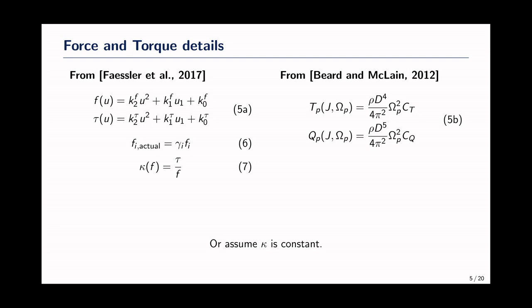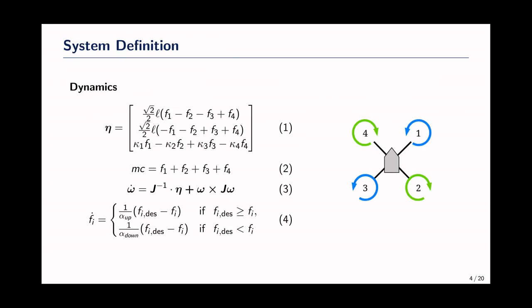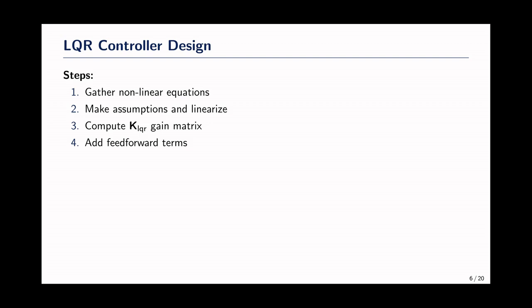So some details about the force and torque, I'm going to skim over this, but the important thing to know is equation number 7, where kappa is a function of your force. So the torque constant is a function of your force. That's important because it turns out that you can't directly solve equations number 1 and 2 for F1, F2, F3, and F4 if you're given a desired eta and a desired C. You just can't solve for it since kappa is a function of F. So we're going to have to do this iterative mixing scheme, which I mentioned earlier, in order to accurately do that. So now let's move on to the LQR controller design.